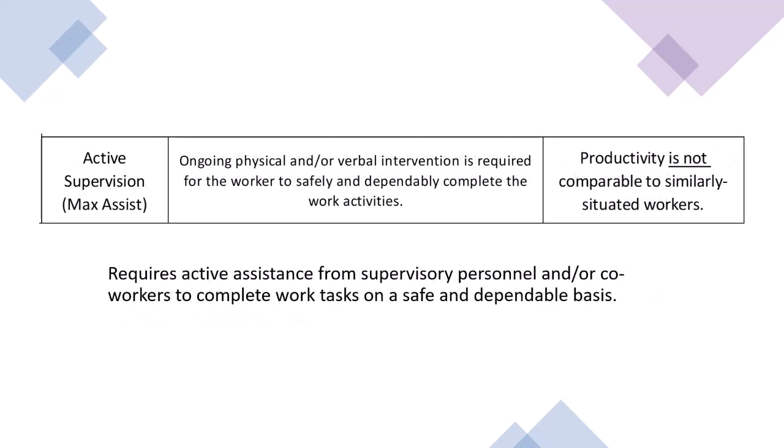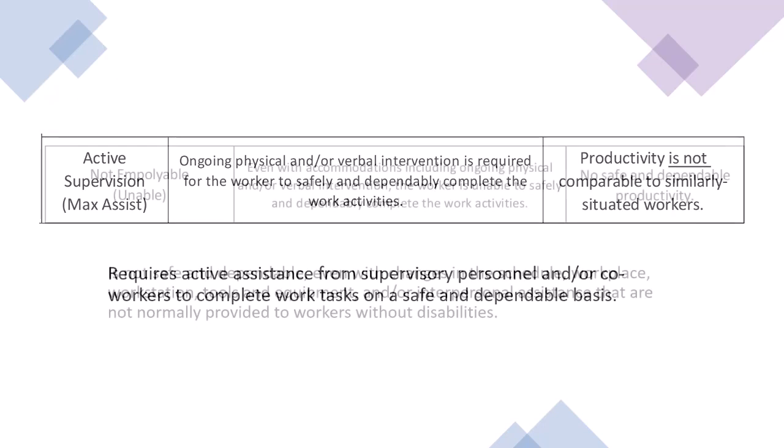And now the next level of reasonable accommodations is called active supervision, in which ongoing physical and/or verbal intervention is required for the worker to safely and dependably complete the work activities. In this case now, productivity is not comparable to similarly situated workers. This person requires active assistance from a supervisor or coworker to complete their work tasks on a safe and dependable basis.